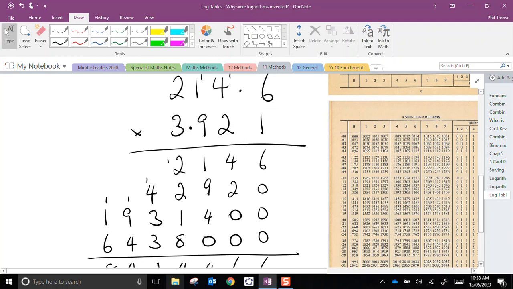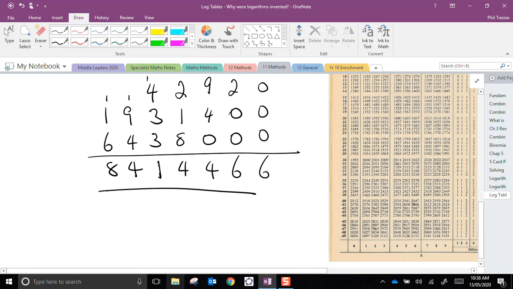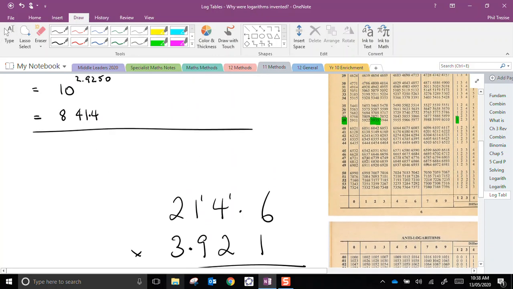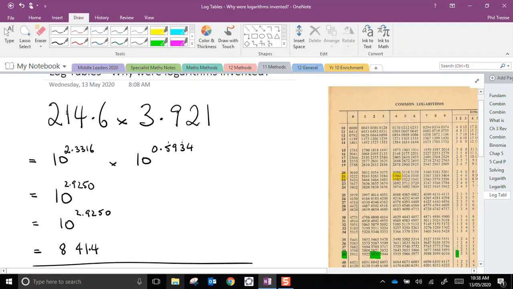Now, how many figures did I have beyond the decimal? I had 1, 2, 3, 4 of them. So I will need to move 1, 2, 3, there we are. I have produced the answer by multiplication of 841.4466, which of course is the correct answer. But how much more difficult was it?